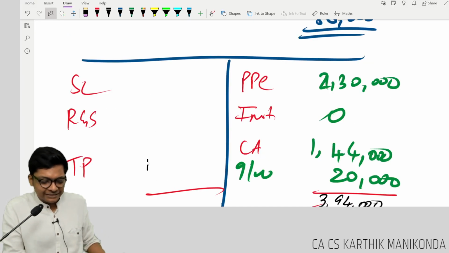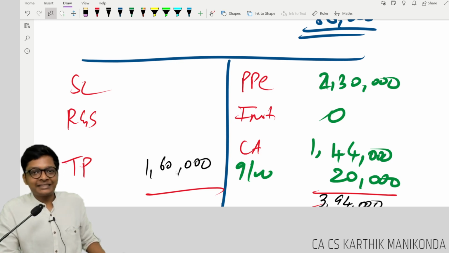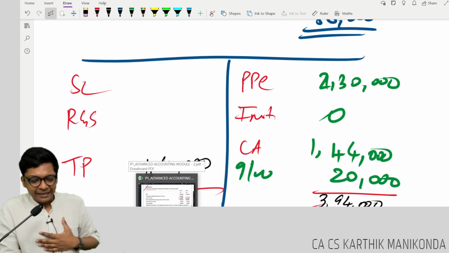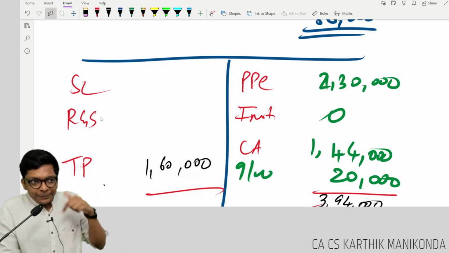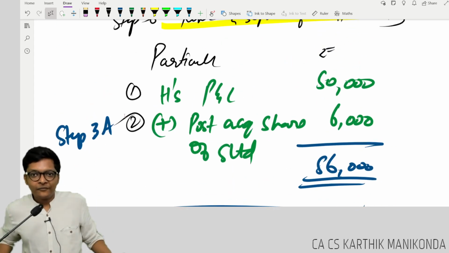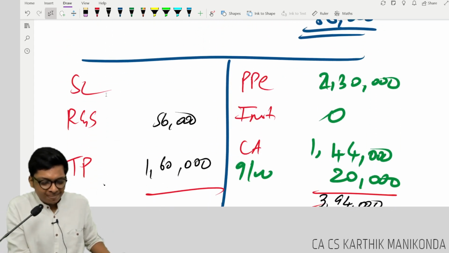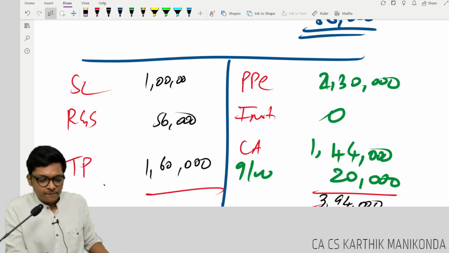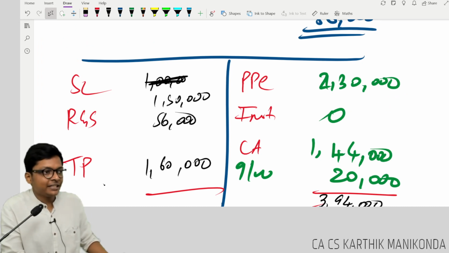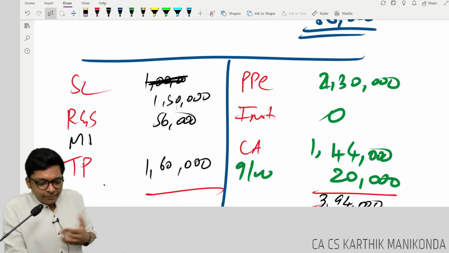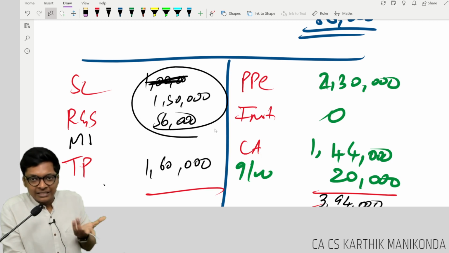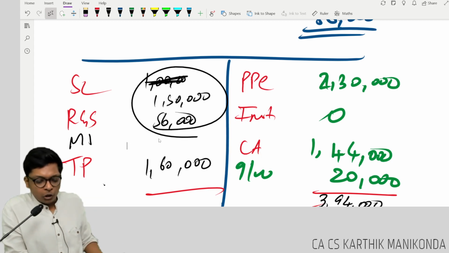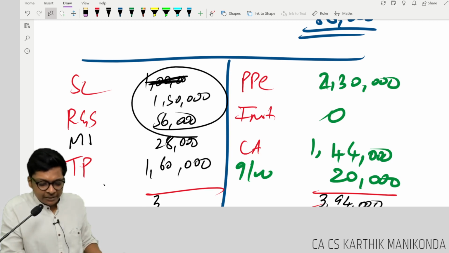Come to the liability side. Trade payables 1 lakh plus 60, 1 lakh 60,000. Next, you don't have to panic, guys. Reserves and surplus, previous working note. How much? 56,000. Copy paste. Share capital only holding. How much? Sorry, 1 lakh 50,000. 1 lakh 50,000 only holding. What is pending? Minority interest also will come. Because I am reducing my share over here in share capital and reserves, that 20% minority, which is step number 4. How much? 28,000. Now the balance sheet will comfortably tally.